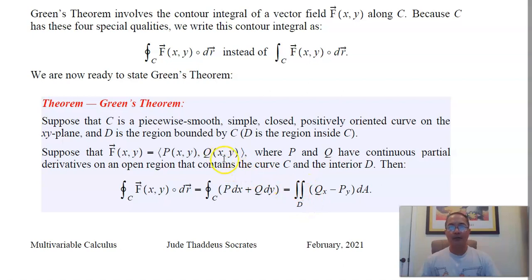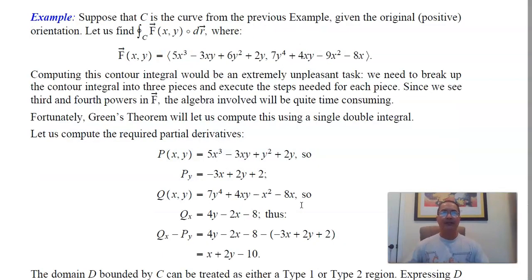You take the partial of q with respect to x, the partial of p with respect to y, and then you subtract. Form qx minus py, that is a scalar function. Take the double integral of that scalar function through the domain D. Okay, so let me walk you through this example.